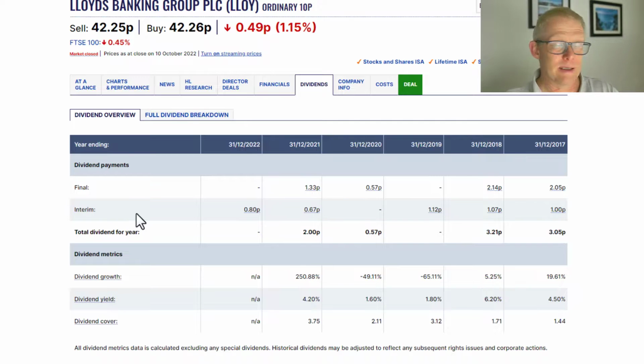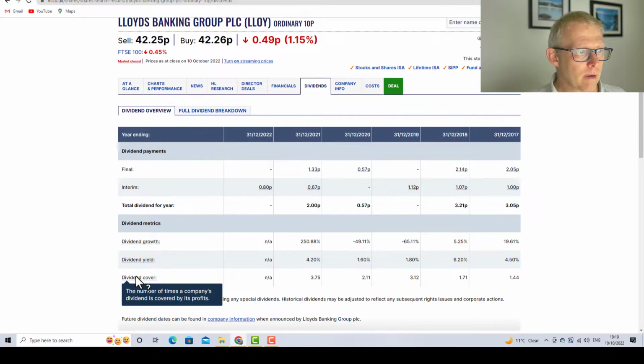It also shows there is a final and an interim payment being made by Lloyds. So what does that tell us? That it is a biannual dividend paying company. There's lots of other things on here, like dividend cover and dividend yield. What is dividend cover? Dividend cover is the number of times a company's dividend is covered by its profits. We want a relatively high dividend cover, and I like to look somewhere around 1.5 to 2.